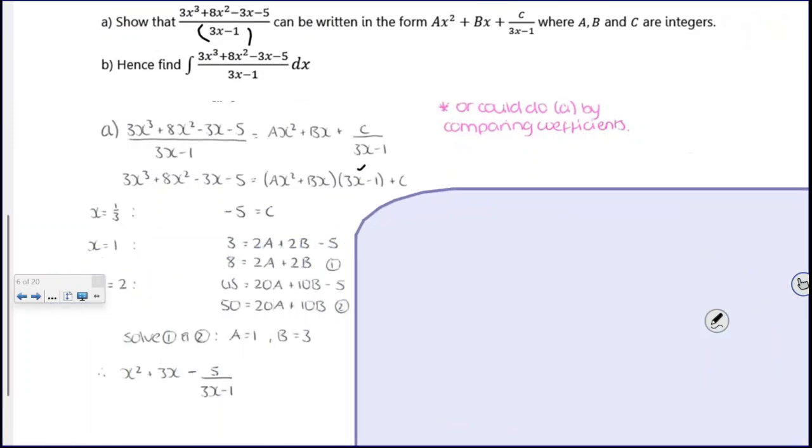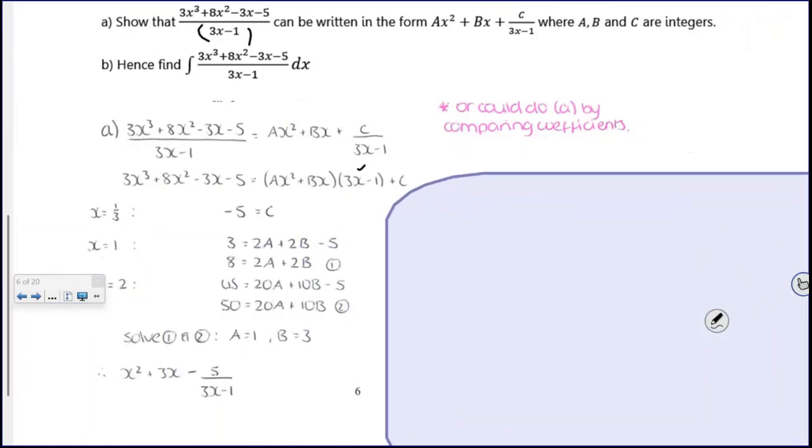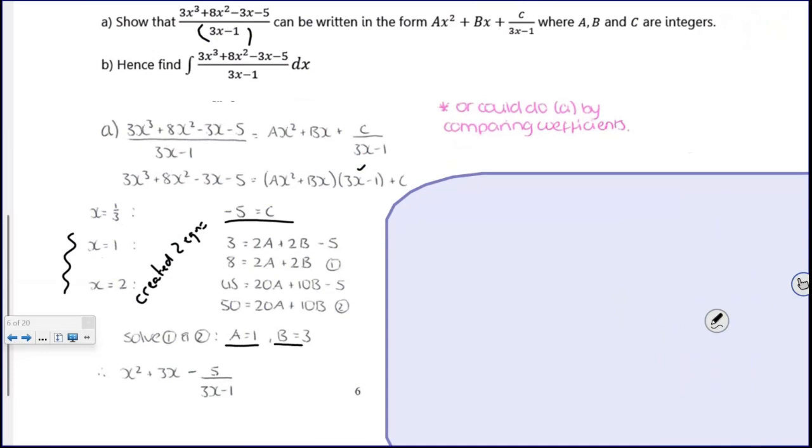Then let's leave it over there. Then I've got 2 unknowns, but I'm just going to have to create 2 equations, because I can't just get rid of the a or the b on its own. So this pack is used 1 and 2, and it's created 2 equations, which we solve. So I've got C is -5, I've got A is 1, I've got B is 3. There, and that's done it.